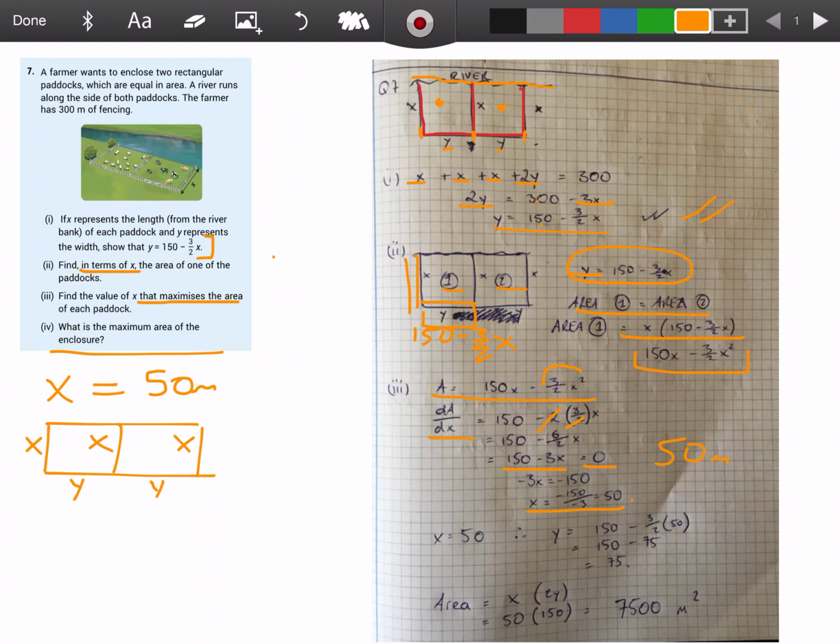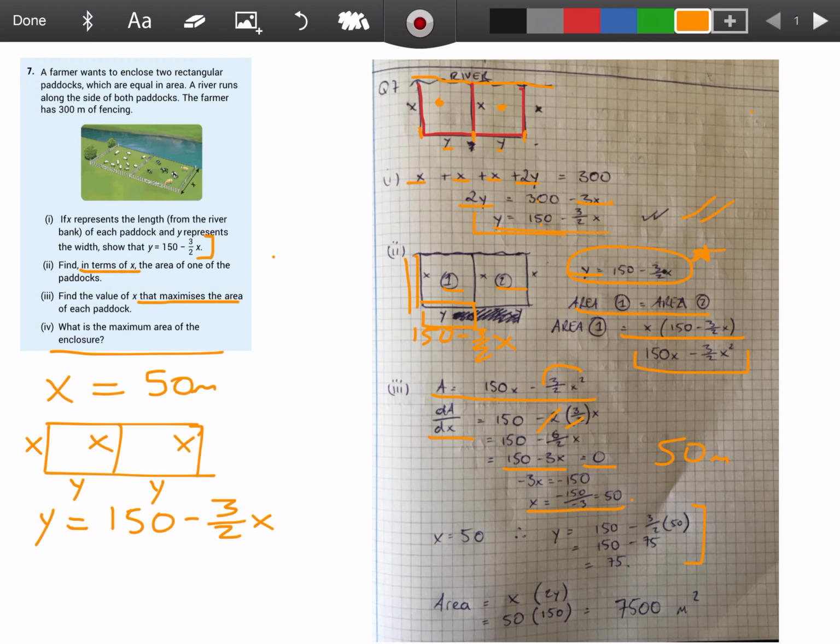Okay, now the way I've done it is I've worked out what y is, and then all I've got to do is x by 2y. So if I figure out what y is, now that I know what x is, 50, I go back to what I got at the very first part of this question. If I know what x is, I can figure out what y is. Y is equal to 150 minus 3 over 2x. So you sub in your x value, which is 50. You can see I've done all this here, and you multiply out and you do your subtraction, you end up with y is equal to 75.